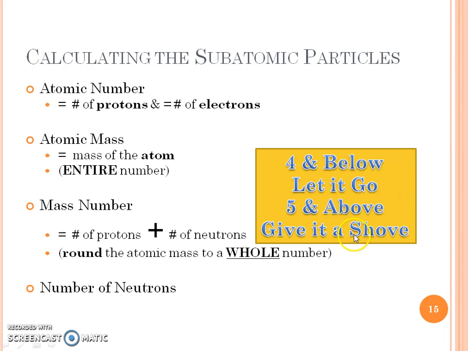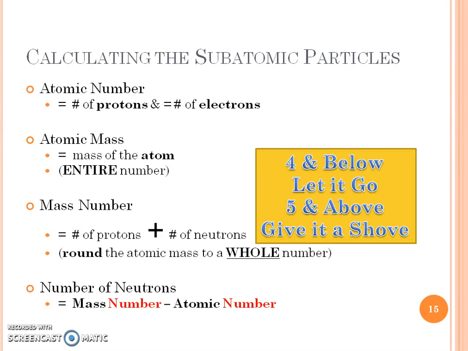And I want to give this to you again. As a reminder, when we're rounding, the number after the decimal place, if that number is 4 or below, we're going to let the number go. We're going to keep it as is. But if that number, the first number to the right of the decimal, is 5 and above, we're going to give it a shove. We're going to move it to the next number. And of course, to find the number of neutrons, we're going to take that mass number that we rounded to a whole number minus the atomic number. Why are we doing that?